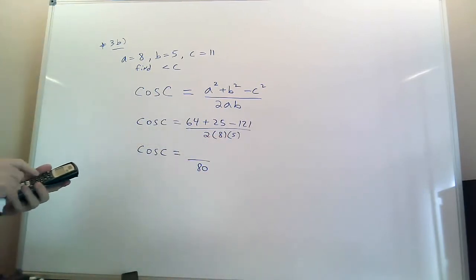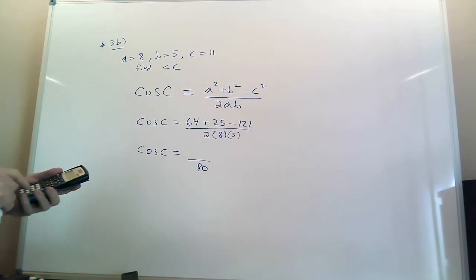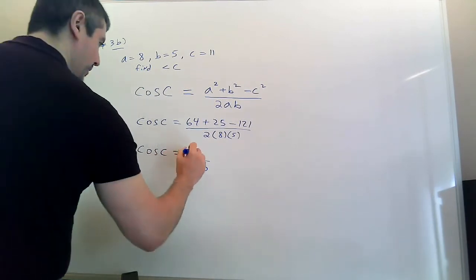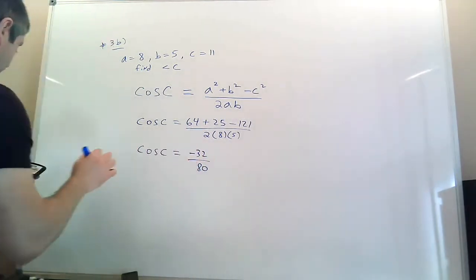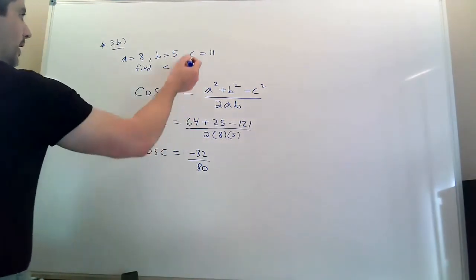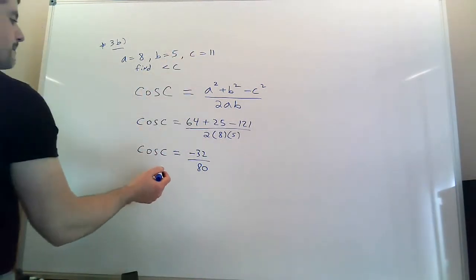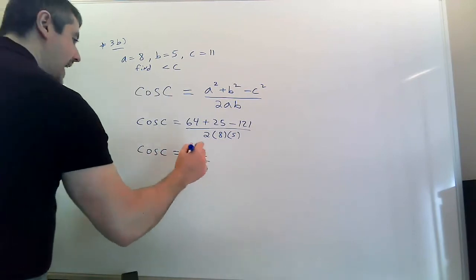This might have actually been the question on the exam. Oh, whatever. My plus button sticks. I think that's negative 32 on top. It is the same one. This was the question on your test. Oh, whatever. I don't mind doing it. So the cosine of angle C is negative 32 over 80.